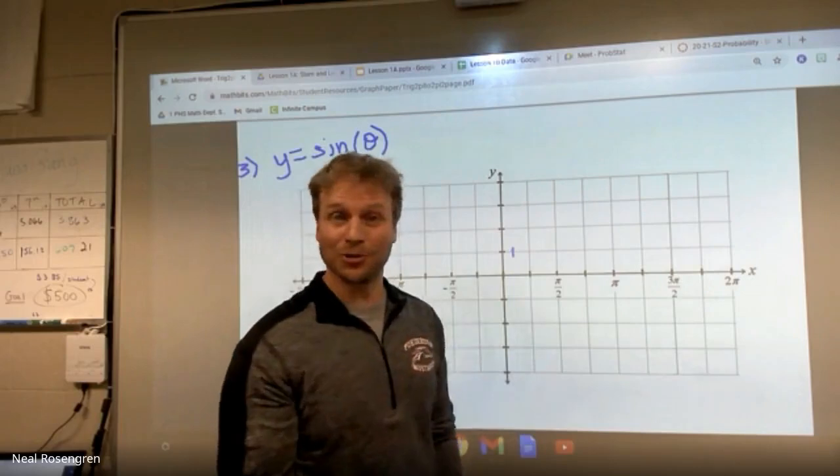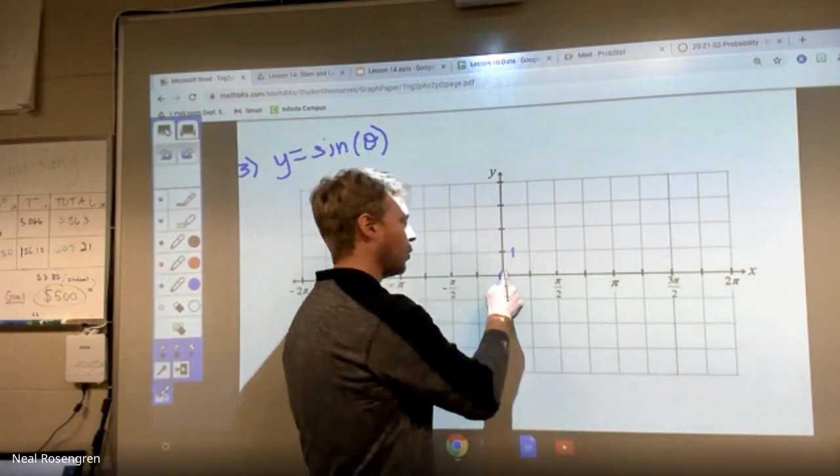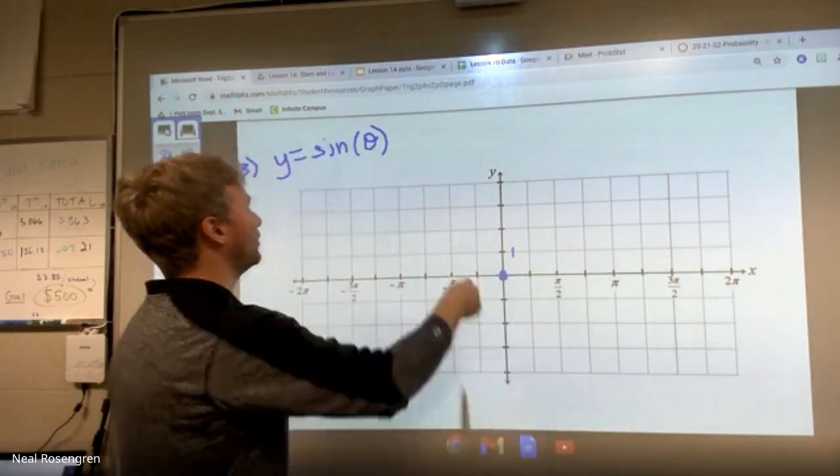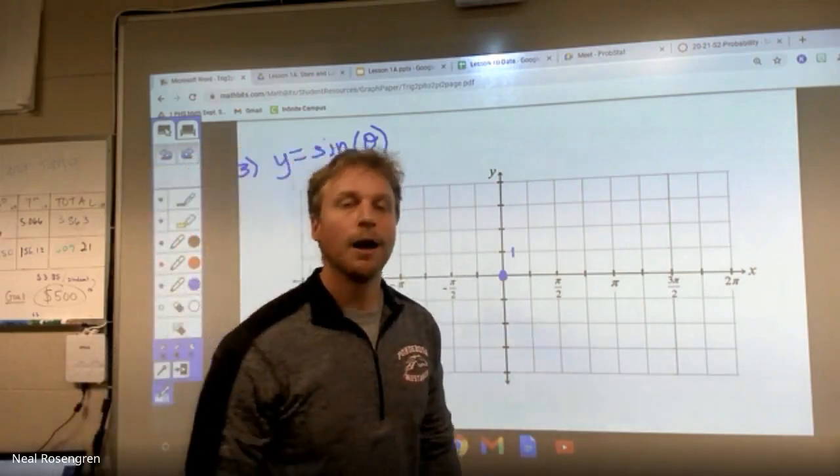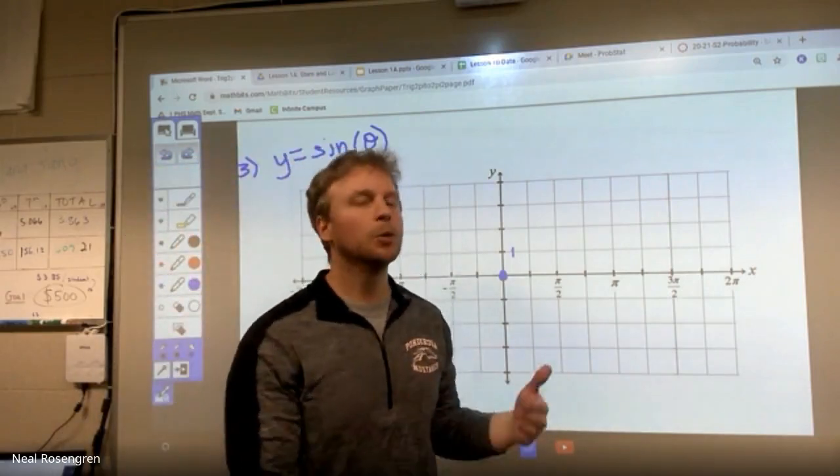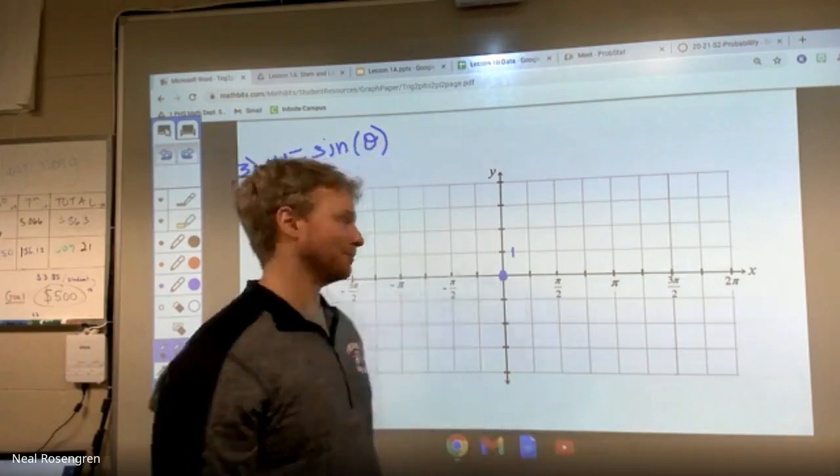Sine starts at the midline. How do I know that the midline is at 0? Because this is sine of theta plus 0. And y equals d is my midline, it's y equals 0. So I'm good to go, okay?